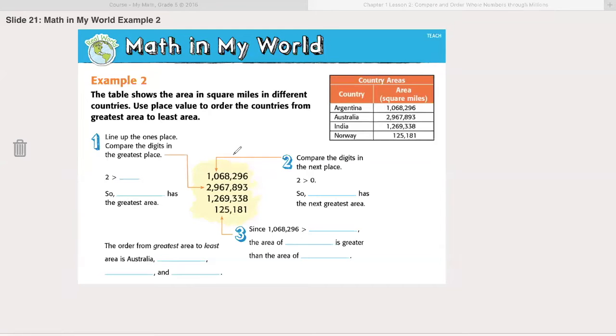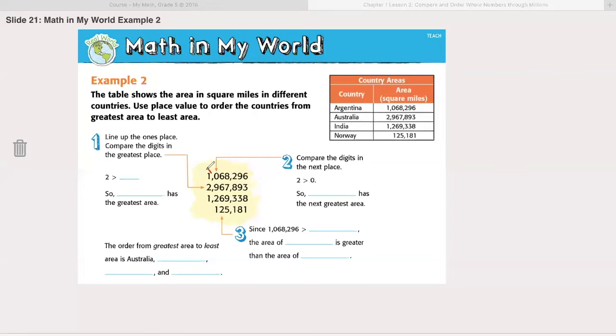Example 2. The table shows the area in square miles in different countries: Argentina, Australia, India, Norway. Use place value to order the countries from greatest to least area. Number 1, line up the ones place. Compare the digits in the greatest place. So we line up the ones place so that everything is lined up according to its place value. Okay? All the commas in the correct place, all the ones, tens, hundreds are all lined up correctly.